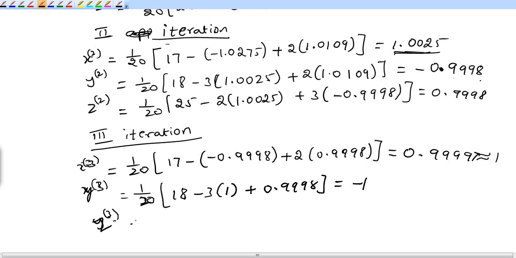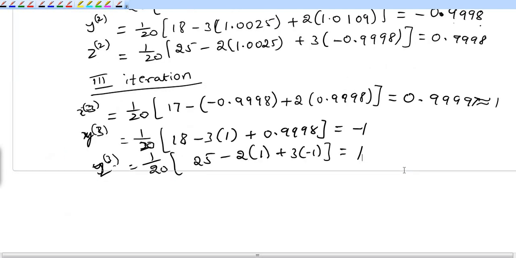Then z3 equal to 1/20 into 25 minus 2 into 1 plus 3 into minus 1. So this you will get 1.000002. So that is approximated as 1. See, here you will get 1.000 something 0002 like that. So this is approximated as 1. Okay, therefore, we stop the process.